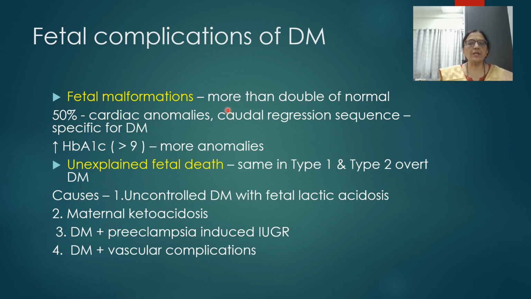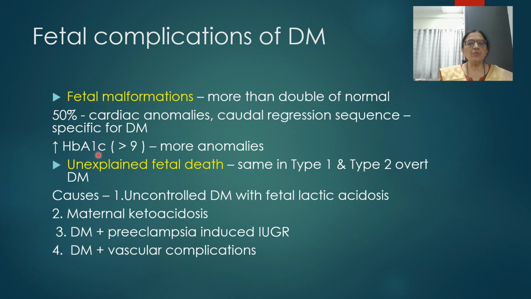Fetal complications, congenital malformations are more than double in patients with overt diabetes. Out of all these malformations, 50% are cardiac anomalies. If there is a caudal regression sequence, it is more specific for diabetes. That means this congenital malformation is rarely seen otherwise. It is 80 times more common with diabetes. That is why it is said to be specific for diabetes, caudal regression sequence.